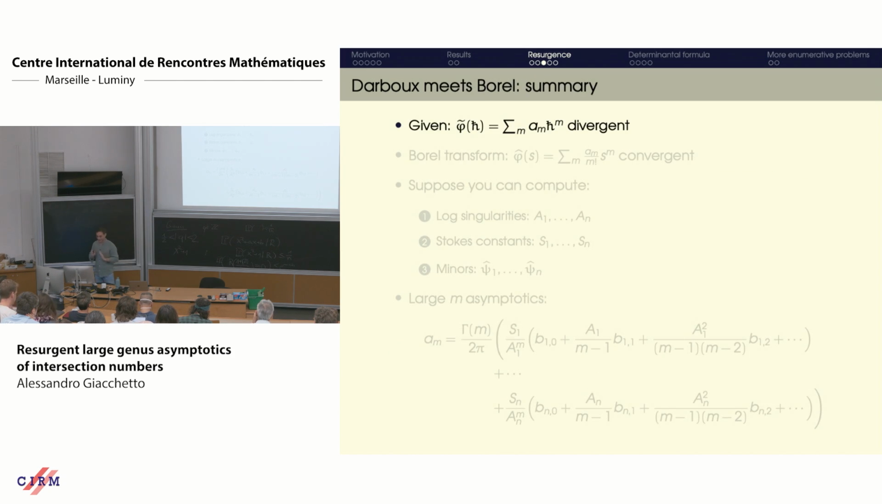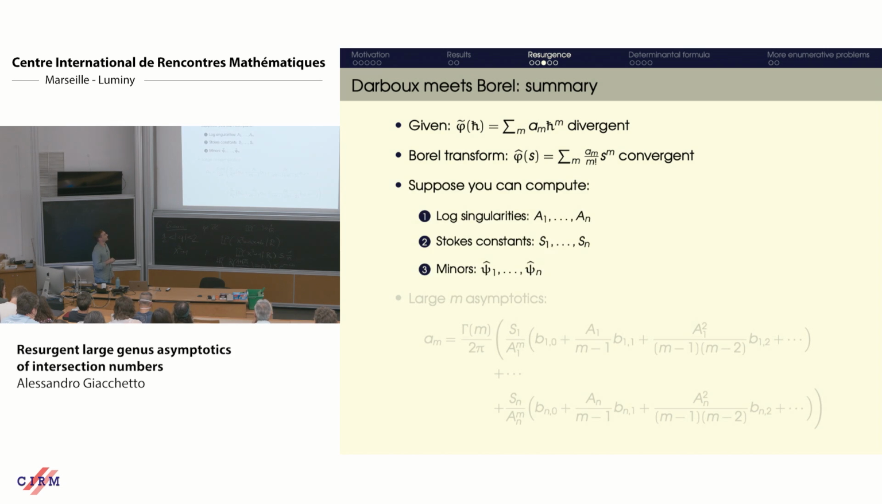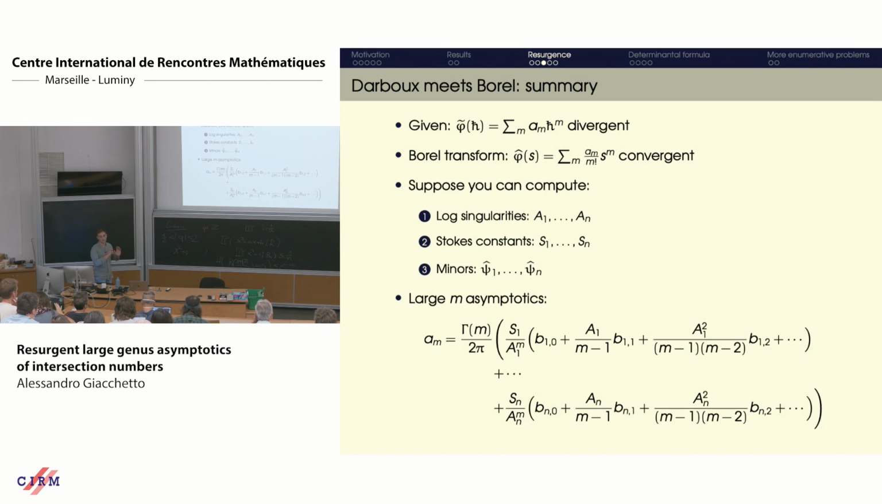So if there's something that I want you to bring home from today's talk, it is the following slide. Imagine you start with a divergent series and you want to understand the large M behavior of the coefficients. The strategy is to take the Borel transform, make it convergent, and study the location of the singularities, the Stokes constants, and the minors at the singularities. And as soon as you can compute all of these quantities, you get the large M asymptotics of the coefficients.